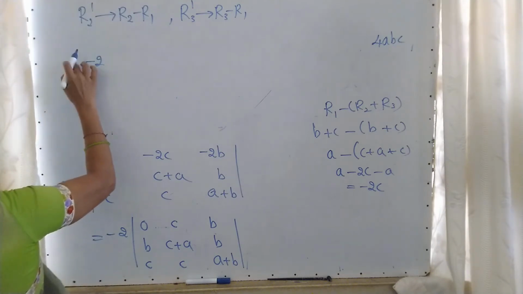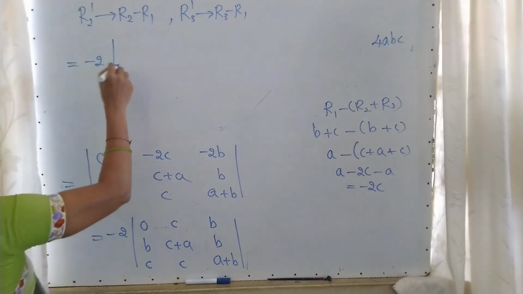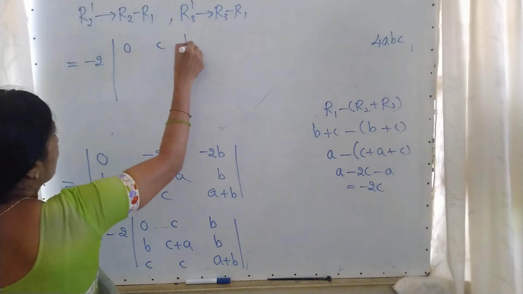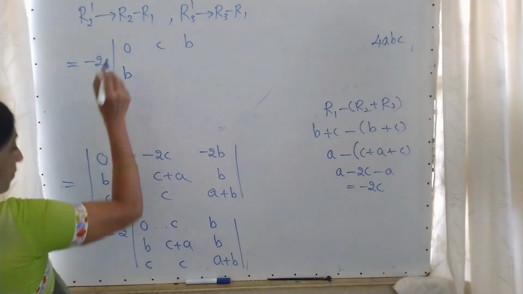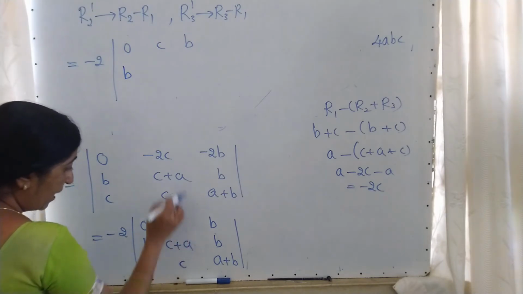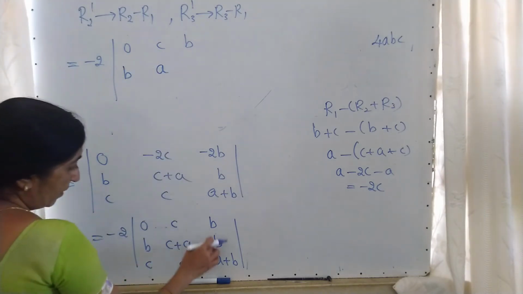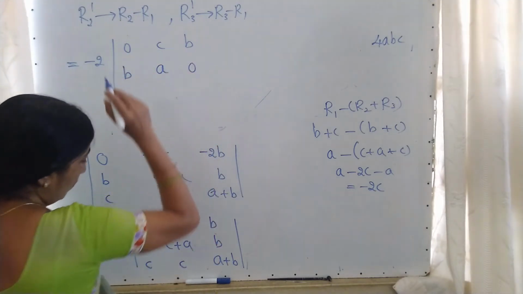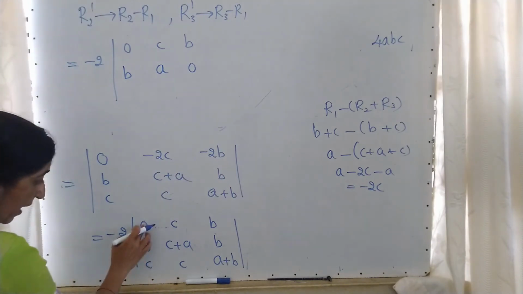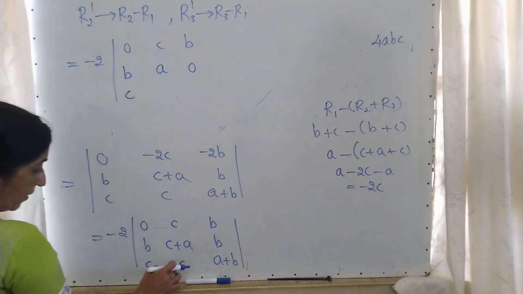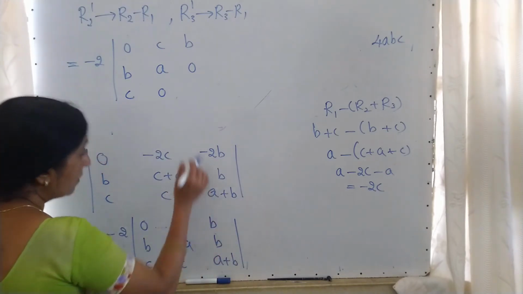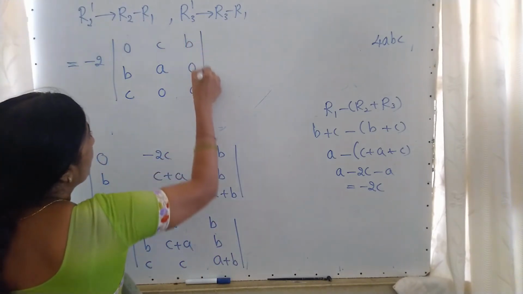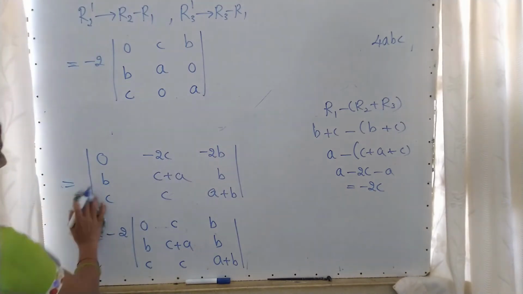Outside minus 2 as it is, first row as it is. R2 minus R1: B minus 0, B. C plus A minus C, A. B minus B, 0. Next, R3 minus R1: C minus C, 0. A plus B minus B, that is A. See, we got 3 elements 0. Now expand.